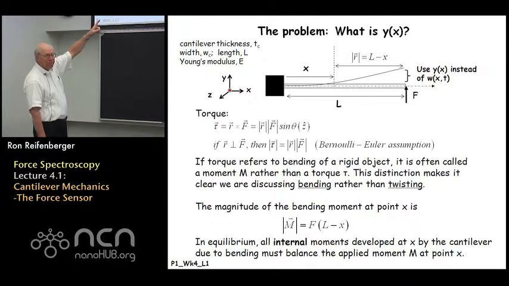So the magnitude of this bending moment M at a point x, when a point force F is applied to the end of the cantilever, is just the force F times the distance from the point where the force is applied. Since we're measuring everything with respect to the end of the cantilever, the moment arm in this case would be L minus x, as I show in this top diagram.